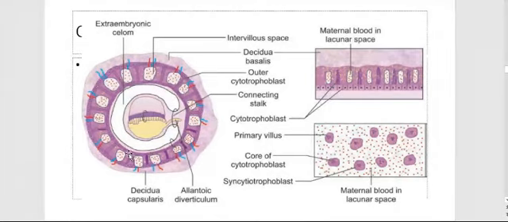The cytotrophoblast will now start projecting and growing into the syncytial trophoblast. So now we have formed our primary villus, because we have cytotrophoblast projecting into the syncytial trophoblast.